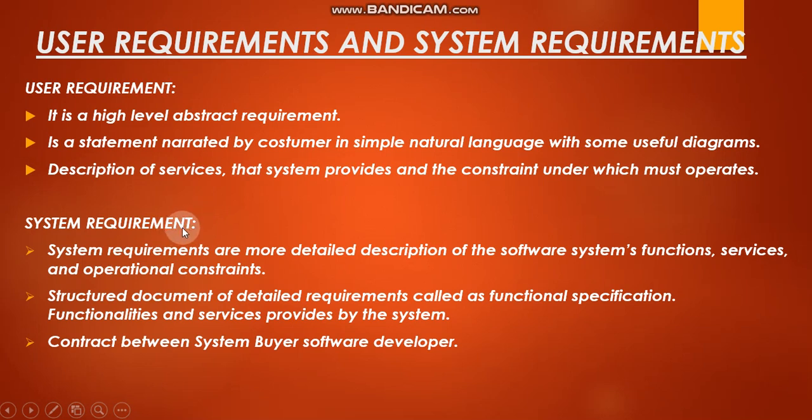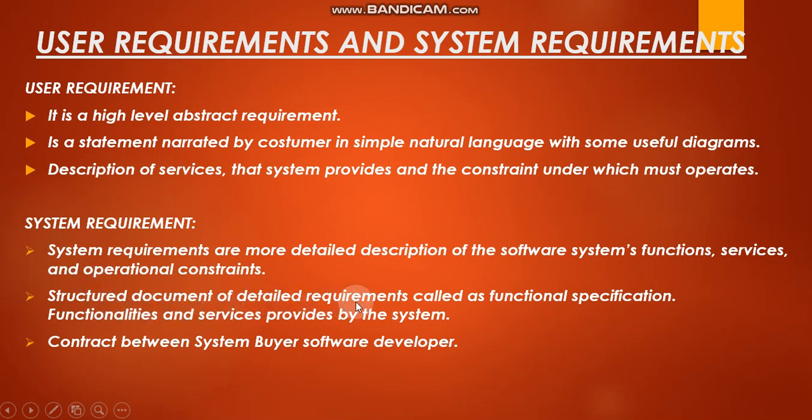And what about system requirements? System requirements are more detailed descriptions of the software system's functions, services, and operational constraints. Operational constraints define operational limitations, constraints, and performance parameters for the enterprise, and specify traditional textual operational or business rules that are constraints on the way that business is done in the enterprise. That is operational constraints under system requirements.